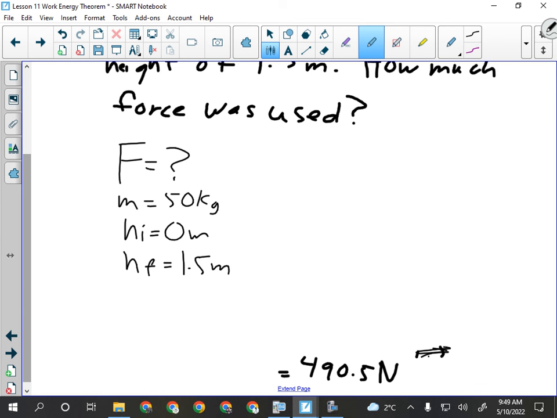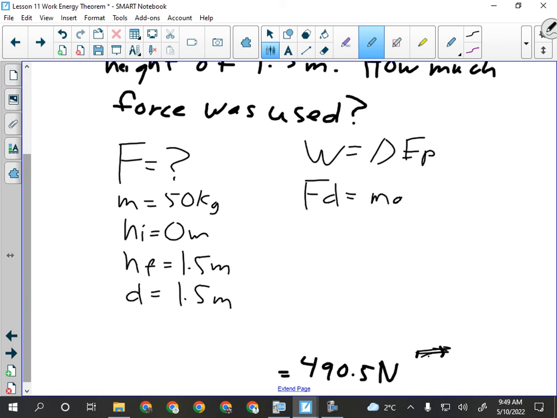In any potential energy problem, the change in height and the distance over which you exert the force are the same. They have to be, otherwise how would you lift it? You have to exert the force over the same distance you lift the object. So that's just something to watch out for, because it actually happens quite often. All right, so here's what we're left with then. Work is a change in potential energy, because this question is talking about lifting and changing height. So we're going to have force times distance equals m times g times hf minus m times g times hi. But what is m times g times hi?